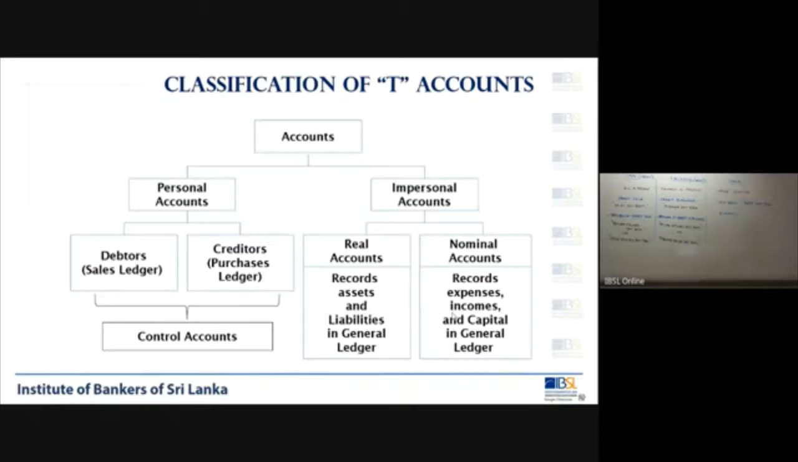The impersonal accounts we again classify into two broader categories. One is known as the real account, the other one is the nominal account. Real accounts mean all your assets and liabilities. Nominal accounts mean your income, expenses, and all your capital.